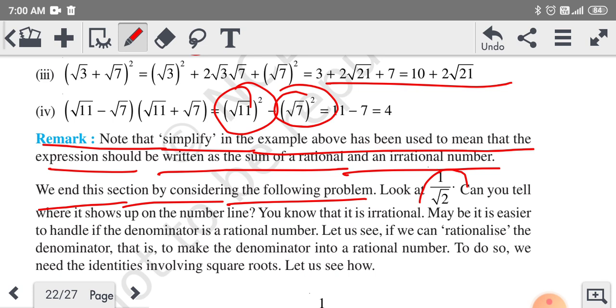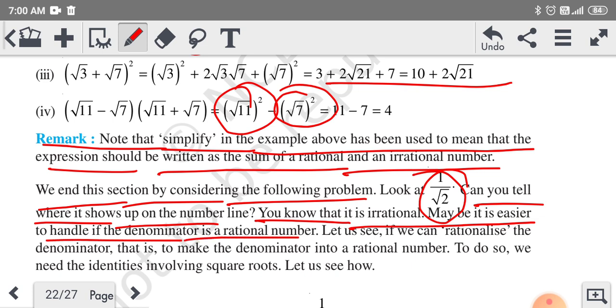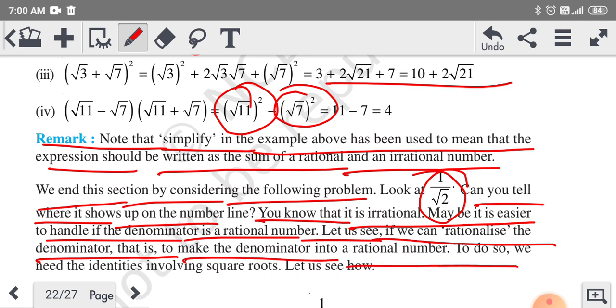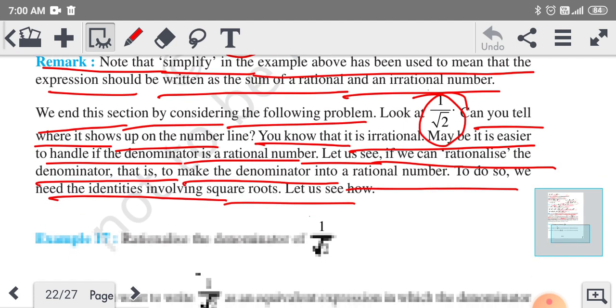कहते हैं look at 1 by under root 2. Can you tell where it shows up on the number line? You know that it is irrational. Maybe it is easier to handle if the denominator is a rational number. Let us see if we can rationalize the denominator, that is, to make the denominator into a rational number. To do so we need identities involving square roots. So कहते हैं let us see how.